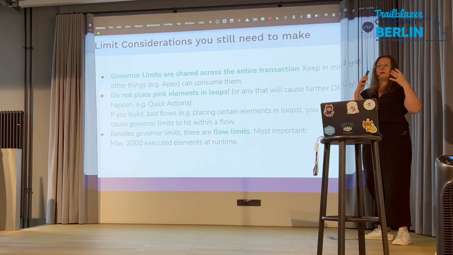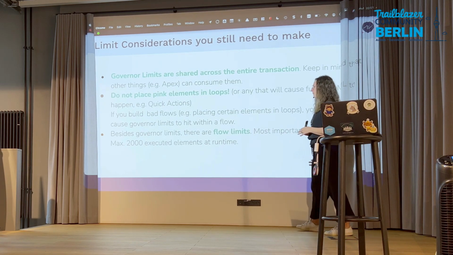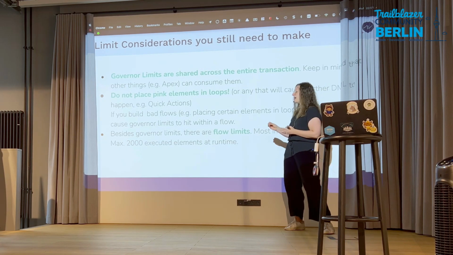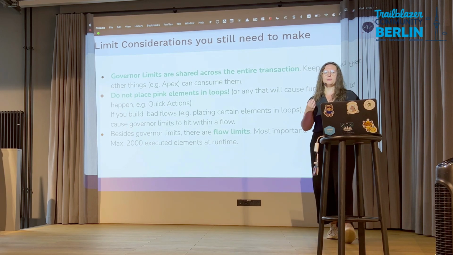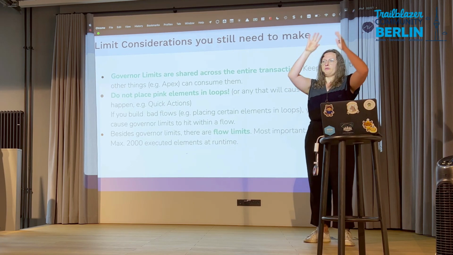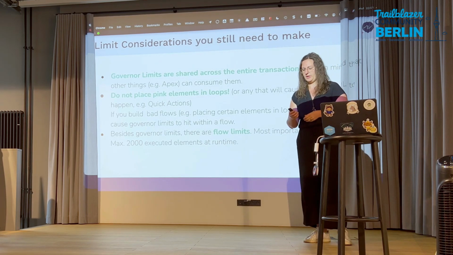And there are some more limits around flows besides the governor limits. Governor limits are what bounds a transaction. Flows have a few limits of their own. The one that's most important is that we can only execute up to 2,000 elements at runtime of a flow. So if you build massive flows, and you might have seen some of those, 2,000 elements can be reached quickly, especially if you work with a lot of loops or loops within loops, right?